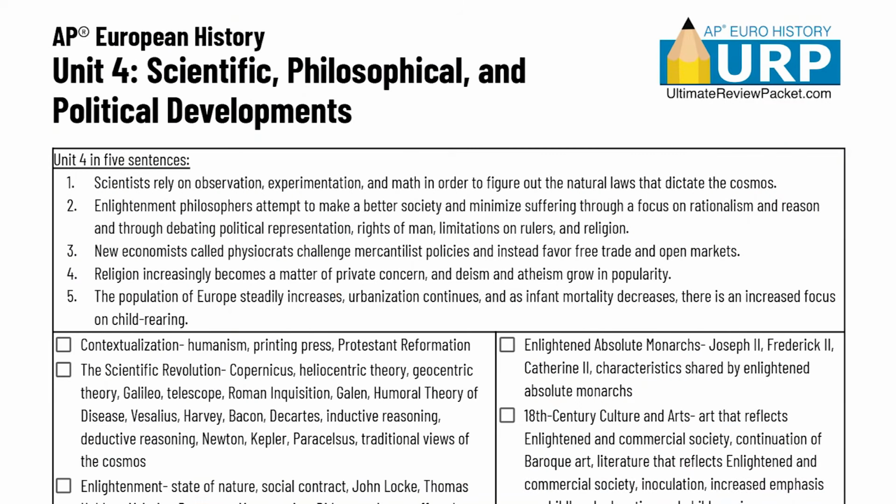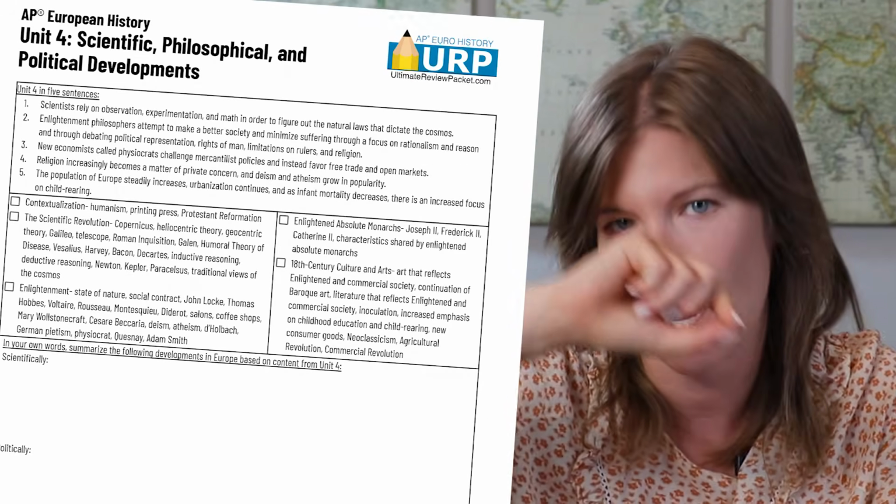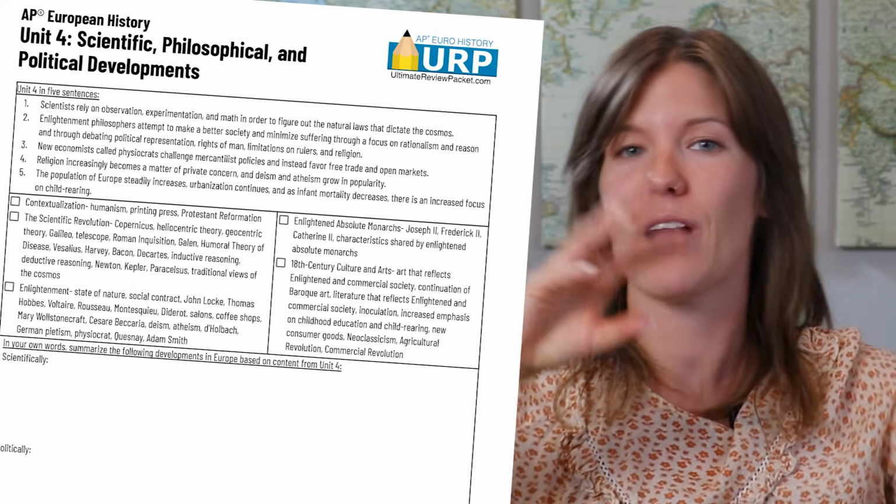Okay. That was a lot. You're going to pause this video right now, and first thing you're going to do is go through the scientific revolution section and the Enlightenment section of that sheet I had you download at the beginning of the video. You're going to circle the people that you don't know, check off the people that you do know, and just interact with it a little bit.